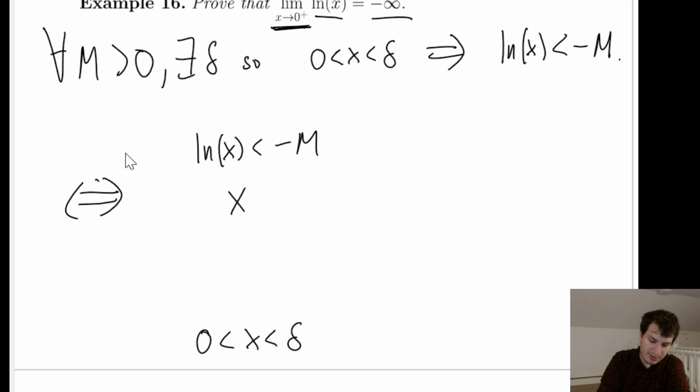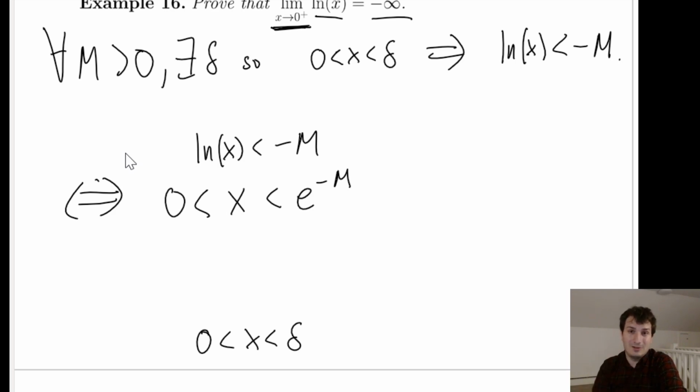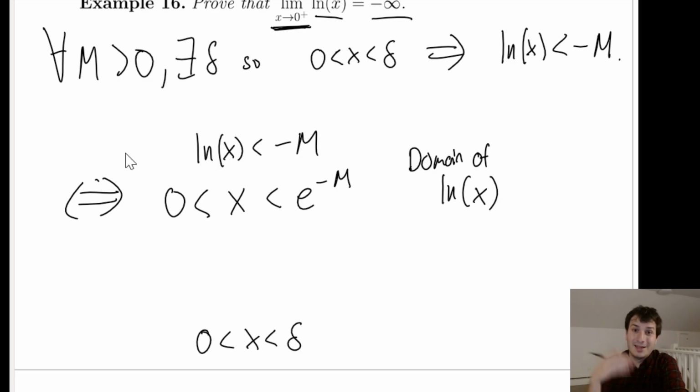Exponential of both sides. You get an x over here, and you get e to the minus m on the other side. Okay, there's an important thing. x less than e to the minus m could include negative numbers, but ln of x does not include negative numbers. So if you want to go from this line to this line and make sure that they're exactly the same, you got to actually have this: x is bigger than 0, then ln of x will be less than minus m. And that's because of the domain of ln x.